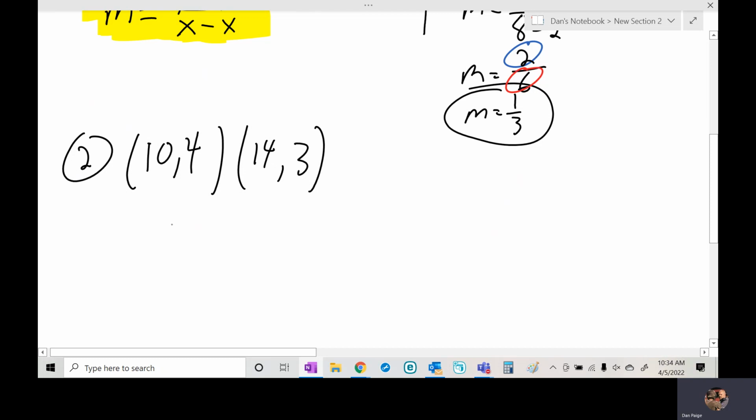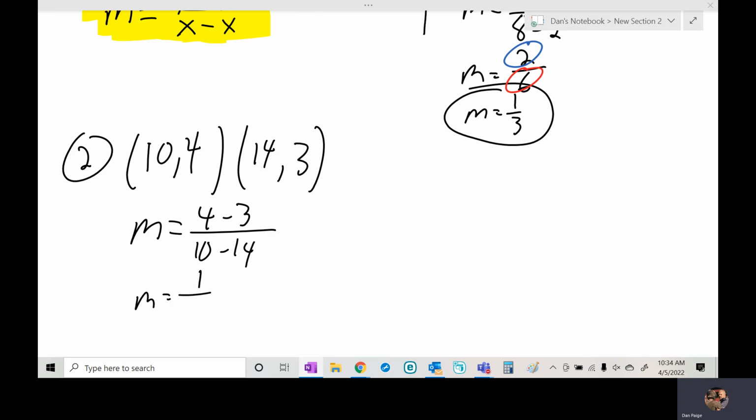So you're going to write m equals the y minus the y. What are the y's? 4 and 3. 4 minus 3 over the x's. What are the x's? 10 minus 14. So then we're going to figure them out. 4 minus 3 is 1. Ooh, 10 minus 14. What's that?